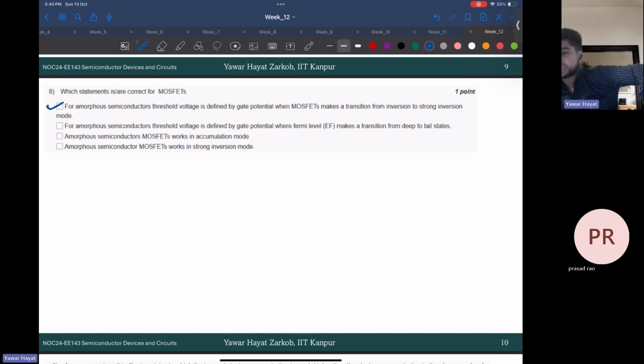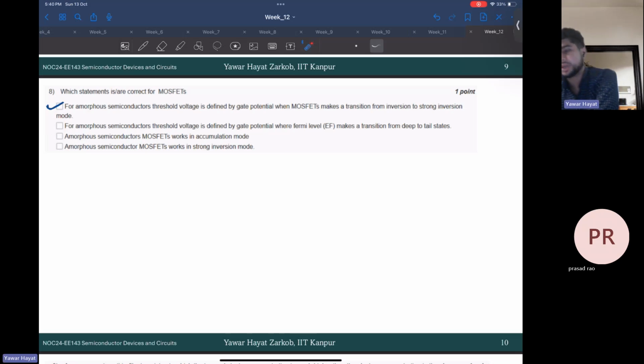Okay. Now, what about the second option? For amorphous semiconductors, threshold voltage is defined by gate potential when Fermi level makes a transition from deep to tail states. Is this the correct one? No, right? Why? Because we already said this is the way the threshold voltage is defined. When MOSFETs make a transition from inversion to strong inversion mode, the corresponding gate potential is defined as the threshold voltage. What about the second one? This is wrong, right? This is not correct.